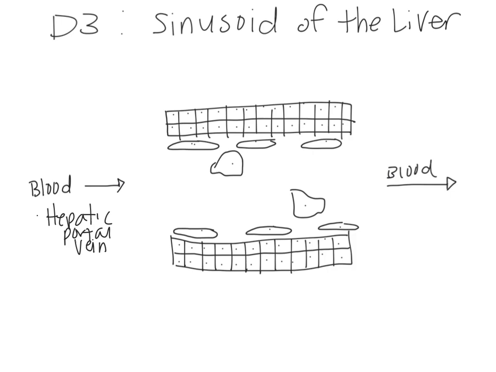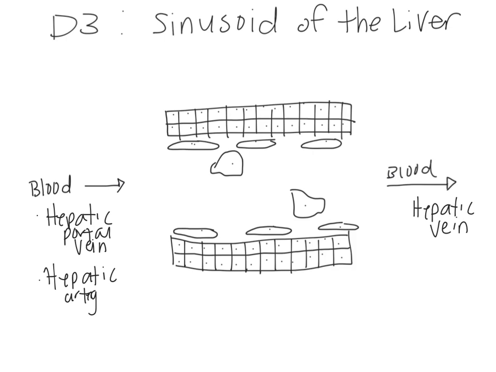Could be high in nutrients. It's deoxygenated though. And then we have blood from the hepatic artery, carrying the oxygen that our liver cells need in order to perform all of their functions. Inside the sinusoid, a bunch of things are going to happen, and then eventually that blood is going to leave through the hepatic vein. That's all stuff that we already knew.